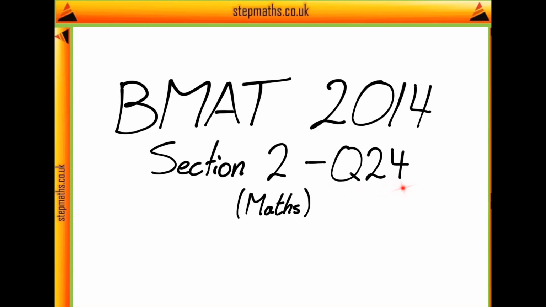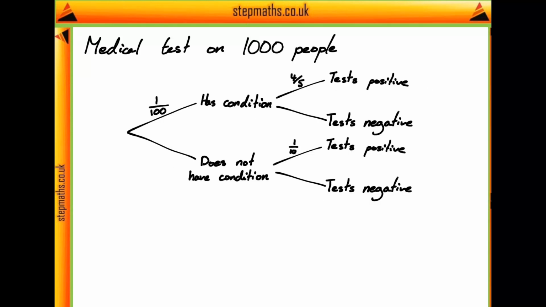Here we're going to look at question 24 from section 2 of the BMAT 2014 paper. In this question we're told to have a medical test on 1,000 people. We're told that out of these 1,000 people, 1 out of 100 of them have a condition, and that out of those who have a condition, 4/5 of those test positive.